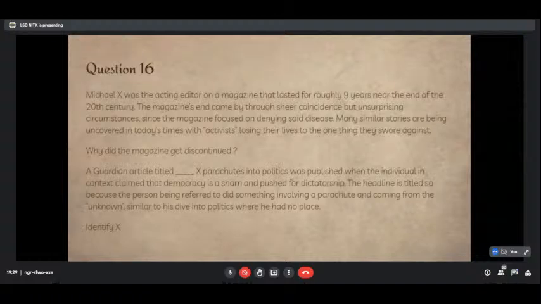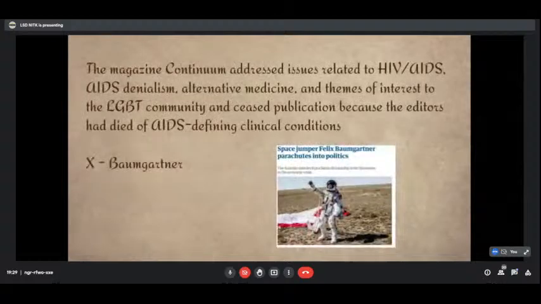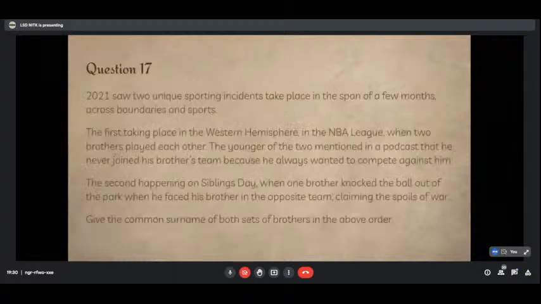So basically, I put denied AIDS. If you have anything to do with HIV or AIDS in the answer, you will get points. So the magazine basically denied the existence of AIDS, and all the editors and members of the magazine died due to AIDS or AIDS related conditions, which is why the magazine was discontinued. X was Baumgartner. Not sure if you've heard of Felix Baumgartner, who did the highest jump from space. Yep. So coincidentally, they shared the same surname. So I thought parachutes and unknown connecting to space would get you to it.